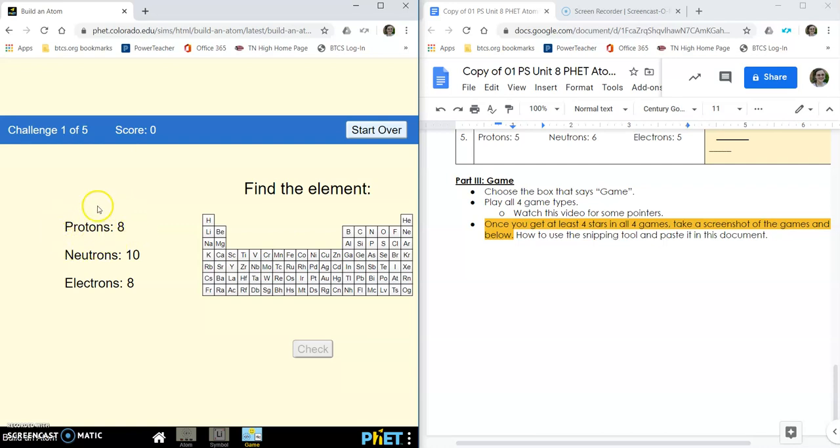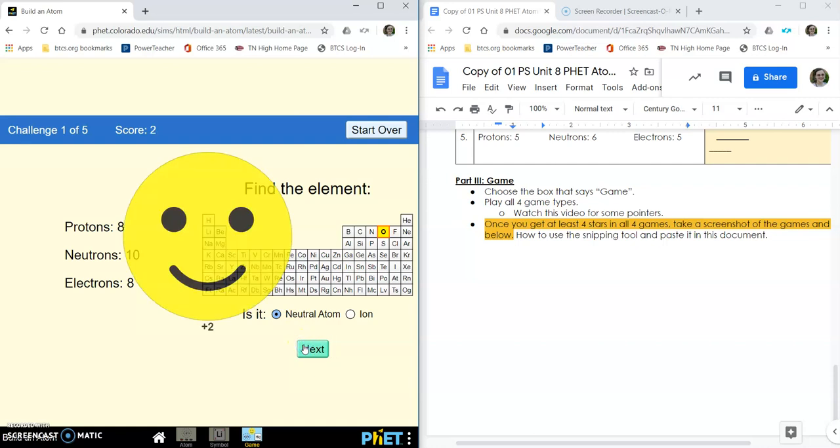Now remember, when we're talking finding the element, I need to look at my protons. So I have 8 protons, so I need the 8th element. So 1, 2, 3, 4, 5, 6, 7, 8. That's oxygen. And now it wants to know if it's a neutral atom, meaning that it's going to have a charge of 0, or if it's an ion, meaning it's going to have a charge of something other than 0. So for our charge, we have to do protons minus electrons. So 8 minus 8 gives me 0, so that is a neutral atom. Then I'm going to click check, and it tells me if I got it correct or not.